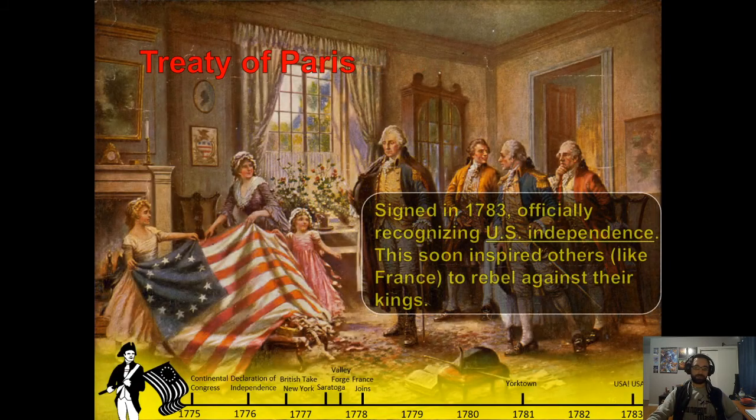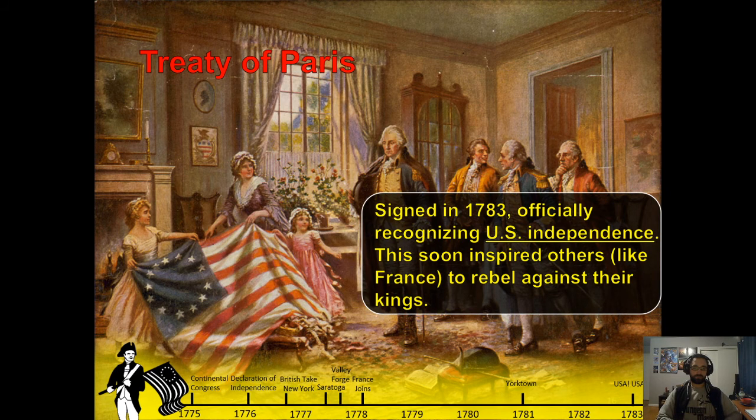So finally, that brings us to the Treaty of Paris. The Treaty of Paris was the official end of the war. It was signed in 1783, and it recognized U.S. independence. And this eventually inspired others, like France, to rebel against their kings. We'll talk about that at a later date. So this is the end of our notes for today.